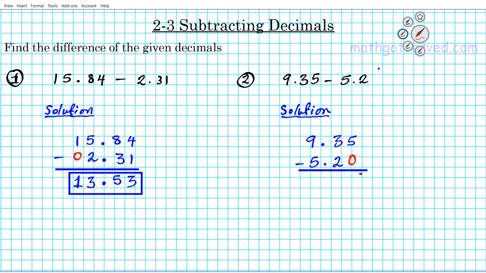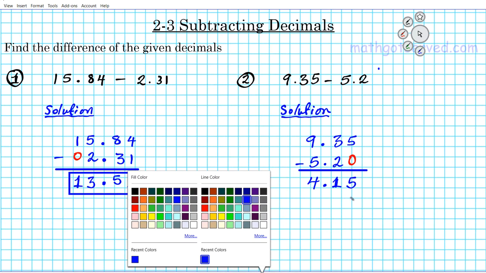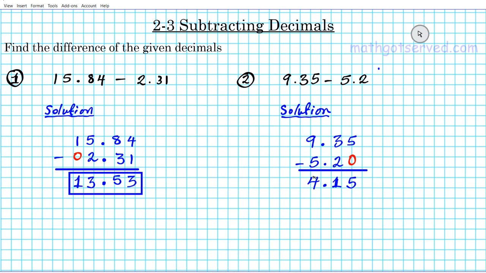All right, so subtracting, we're going to commence from the rightmost digit, the smallest place value, which is the hundredths place, and work our way up. 5 minus 0 is 5. 3 minus 2 is 1. Bring down your decimal point, and 9 minus 5 is 4. So the answer to question number 2 is 4.15.